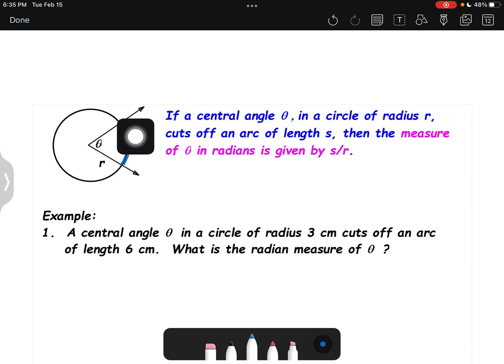In geometry, you can also talk about the measure of an arc as an angle as well, and it's the same as the central angle. We'll get to that. So, a central angle theta in a circle of radius 3 cuts off an arc that's 6 centimeters. What's the radian measure of theta? Right here we're told that theta in radians is S divided by R, arc length divided by radius. So theta can be found by taking S divided by R.